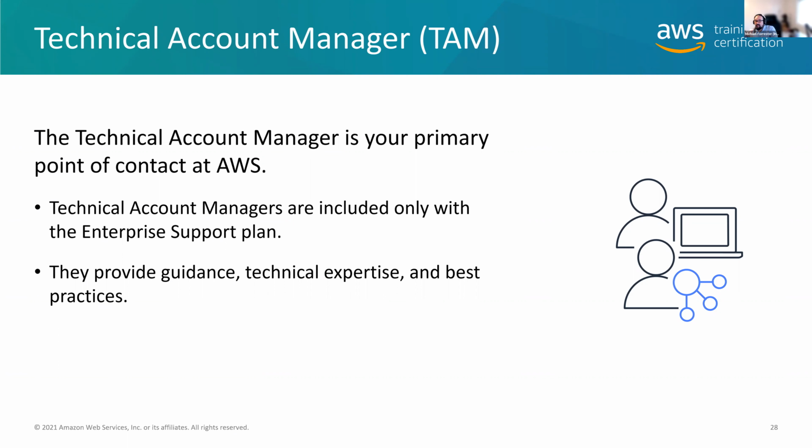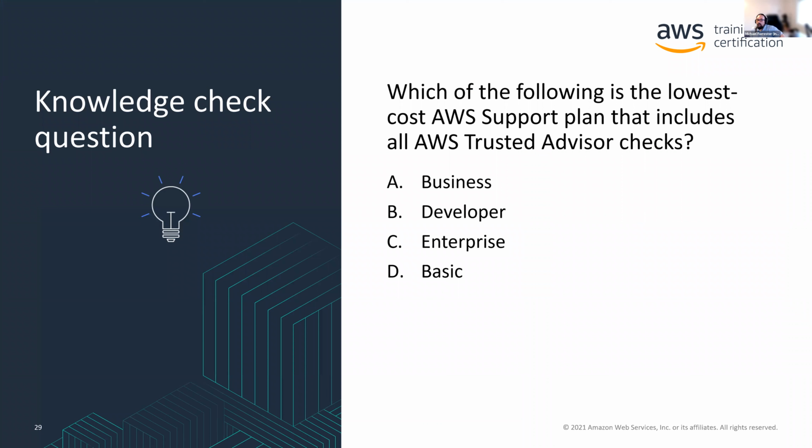Okay, so here's a good question for you. Which of the following is the lowest cost AWS support plan that includes all of the AWS Trusted Advisor checks? What did I just say was the lowest one you need to get all of the Trusted Advisor checks? Good, that's exactly right. The business plan is the lowest one you can get in order to get the checks themselves.